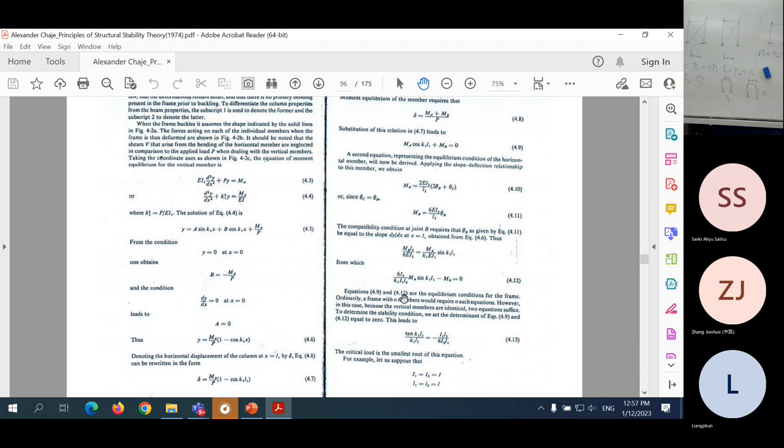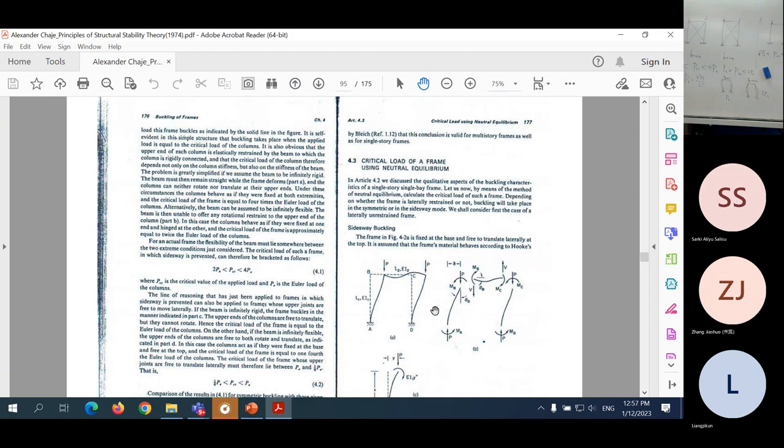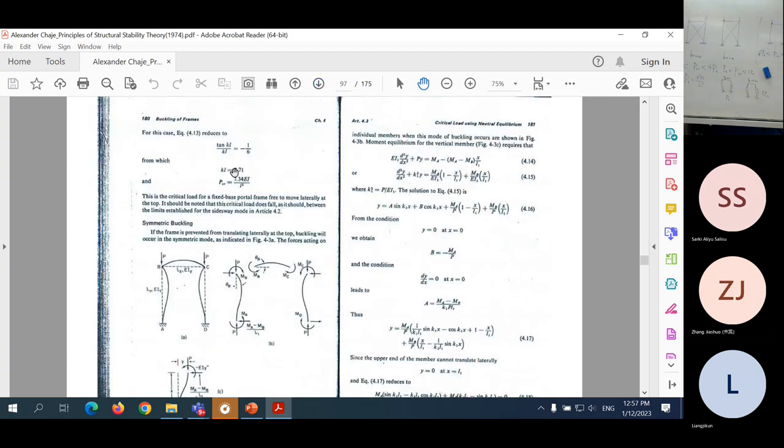By solving the equation that they derive, we get the P critical. For this case of a frame with the same height, same length, and same EI, it has been derived, and the value is given as 7.34 EI over L squared.